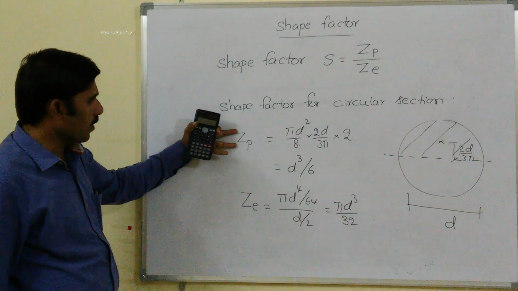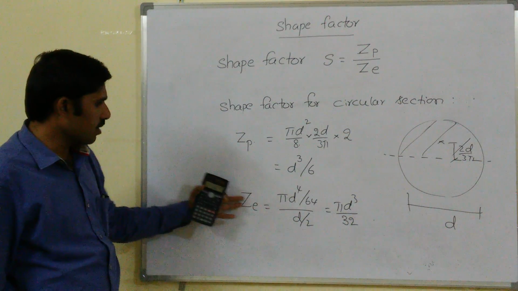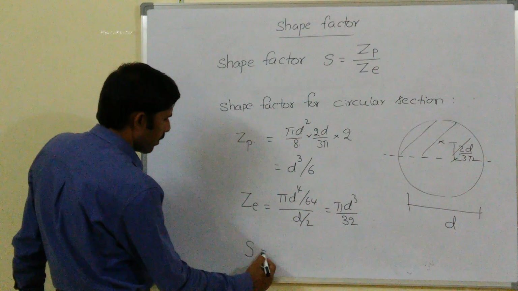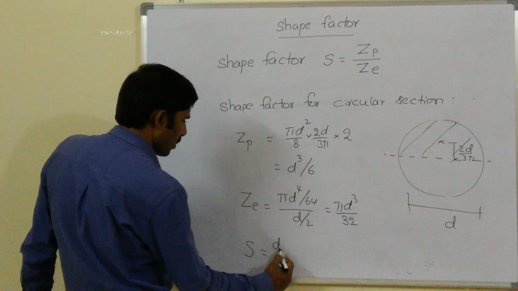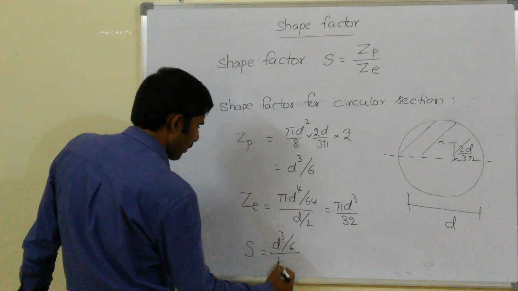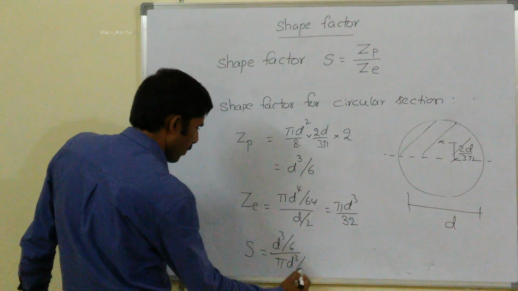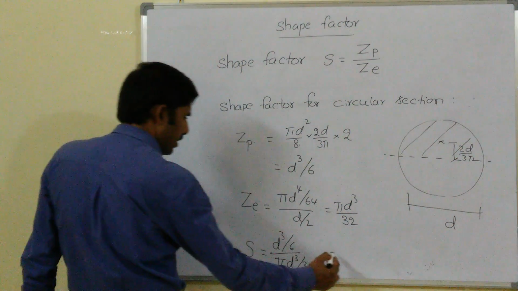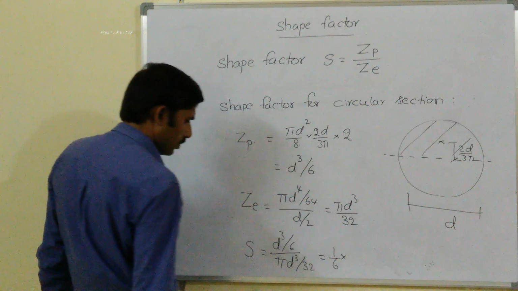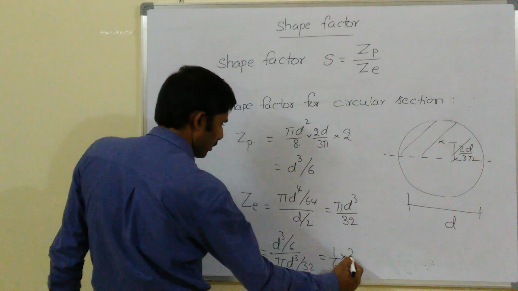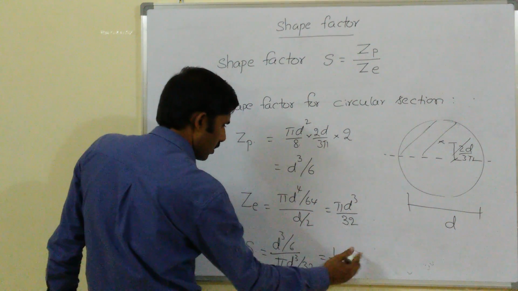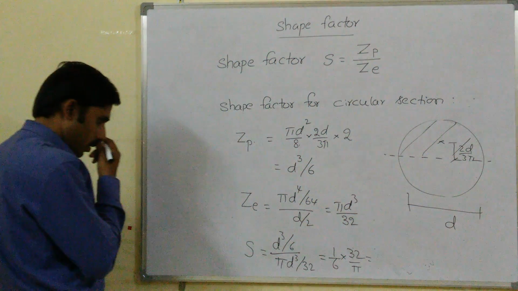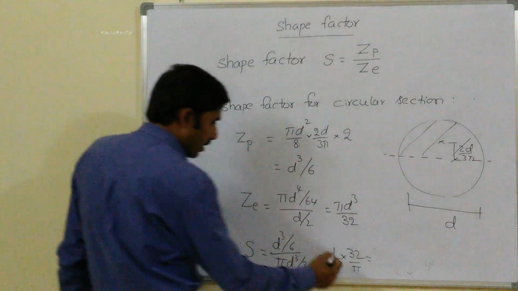So we know the plastic modulus of the circle is d cube by 6 and the elastic modulus is pi d cube by 32. So the ratio is the shape factor now. What is that ratio? Zp by Ze. That is d cube by 6 divided by pi d cube by 32, so d cube gets cancelled. So 1 by 6 into 32 by pi, 32 divided by pi, that equals 16 by 3 pi.